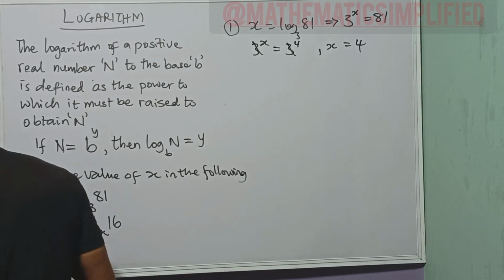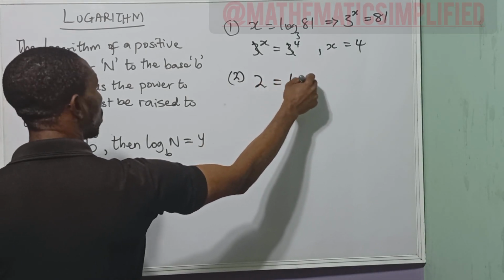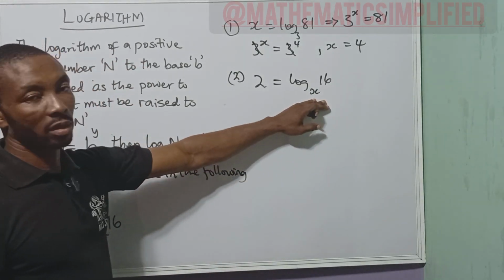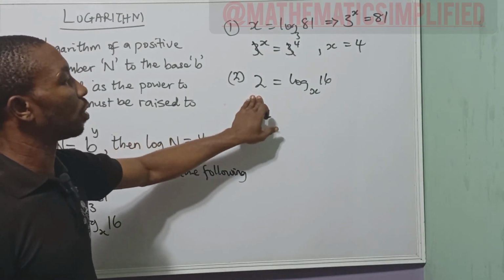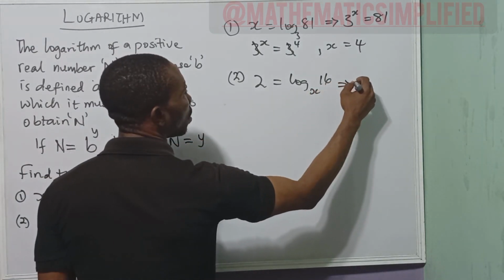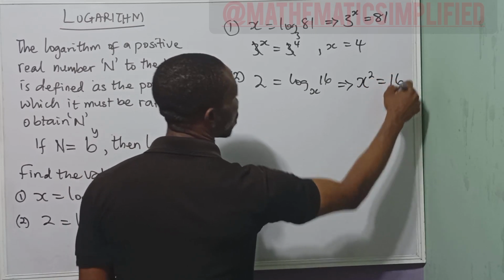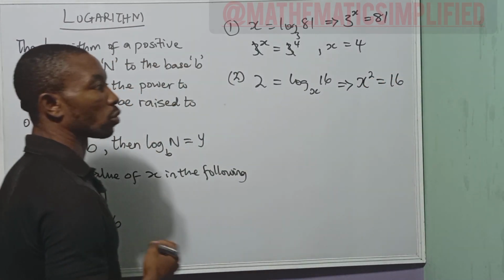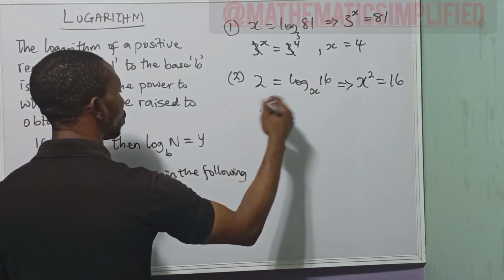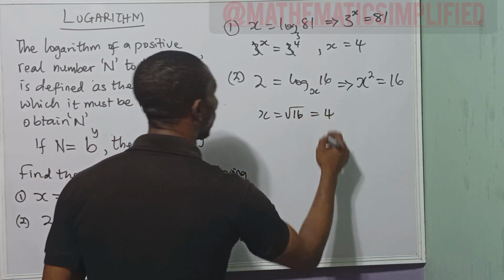All right, now to question 2. We have 2 equals log 16 to base x. Since x is our base, 2 is our power, and 16 is the number, this becomes x raised to power 2 equals 16. To find our value of x, we take the square root of both sides. So x equals square root of 16, which gives us 4.